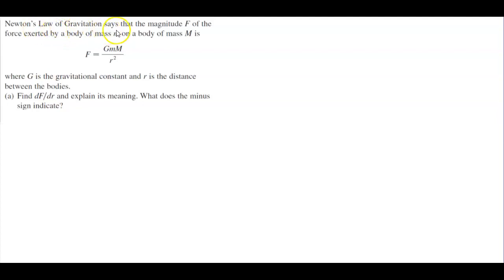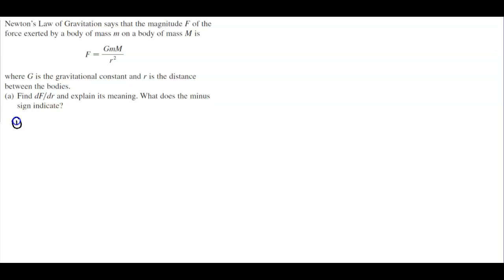Newton's law of gravitation says that the magnitude F of the force exerted by a body of mass m on a body of mass M is F equals G lowercase m capital M over r squared, where G is the gravitational constant and r is the distance between the bodies. In part A, we want to find the derivative of F with respect to r and explain its meaning. And what does the minus sign indicate?